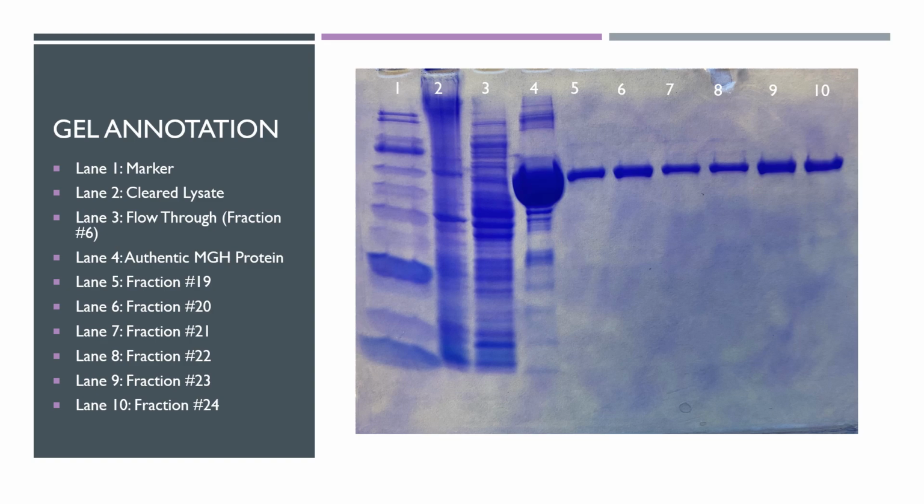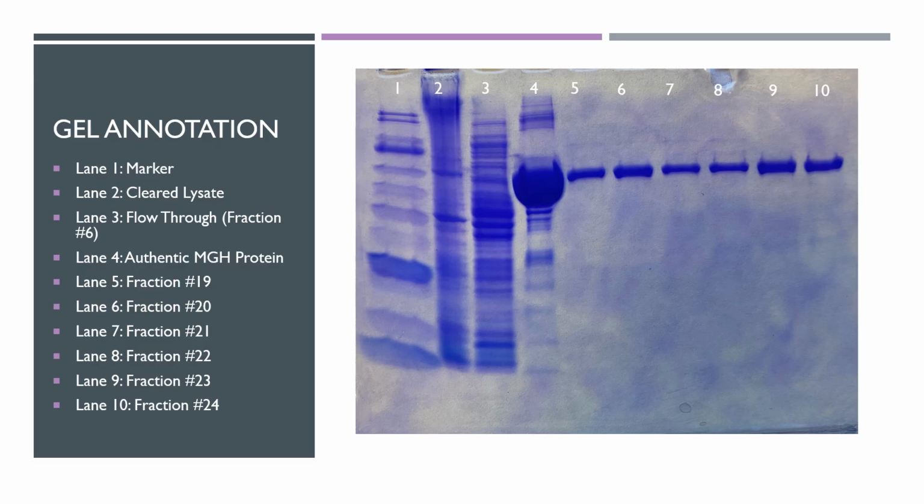If our protein is visible here, which it is because there's a band next to the big blob of MGH, then that means that we overloaded our column and our protein came through because there wasn't a spot for the protein to sit on the resin. Lane 4 contains the authentic MGH protein and helps us identify MGH in all our other lanes.